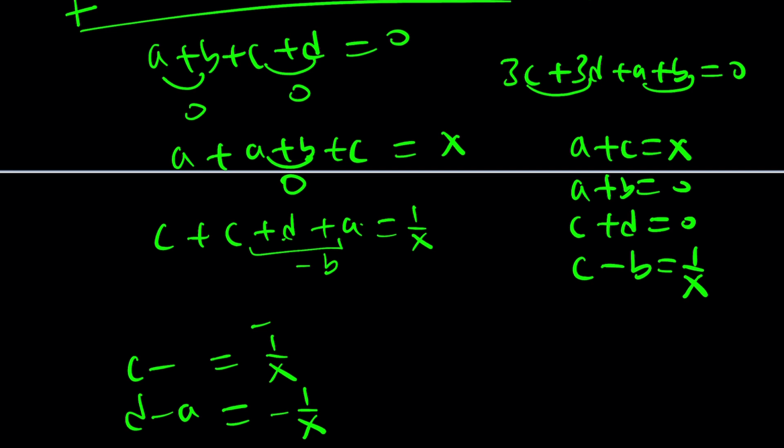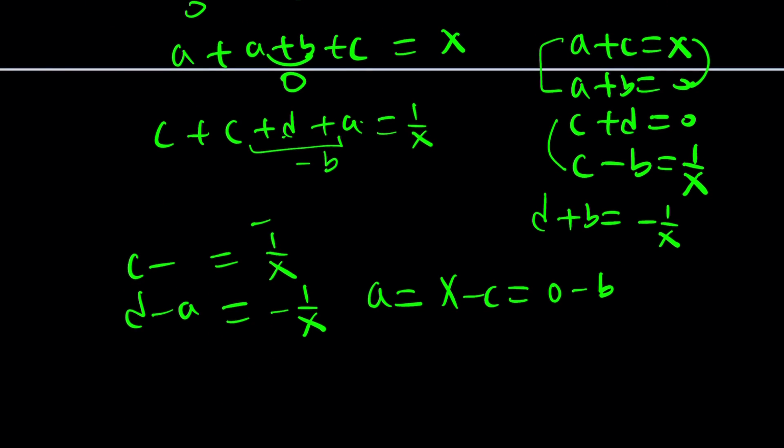Now, I could probably, let's see, what am I doing? I can try to eliminate c from here. Okay, let's go ahead and subtract these. D plus b is negative 1 over x. Okay, I was able to eliminate c. And from here, I can't eliminate c, so that's kind of problematic. I don't know, I'm kind of getting stuck. Oh, okay. From here, I can set the a's equal to each other. X minus c is 0 minus b, because they're both equal to a. And then I also know that, okay, what does that mean? It just means that b plus c is equal to x.